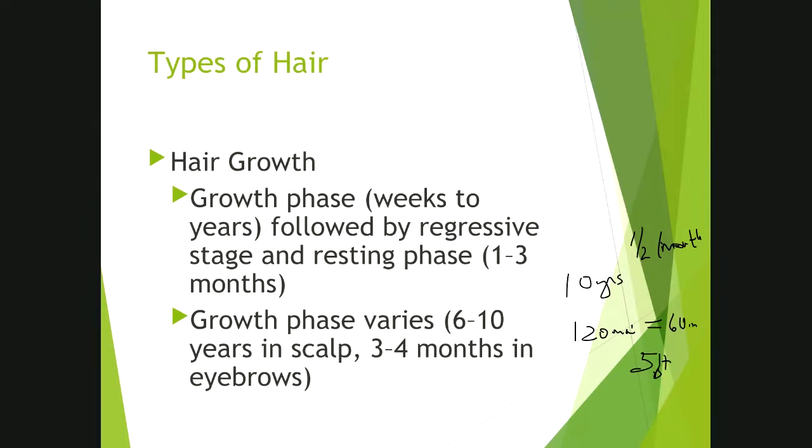But there are other places on the body where the growth period is very, very short. If you look at things like the eyebrows and eyelashes, they have a really short growth period. They still grow about a half an inch per month. But if you only have 1 to 2 or 3 months, then you're not going to be very, very long.